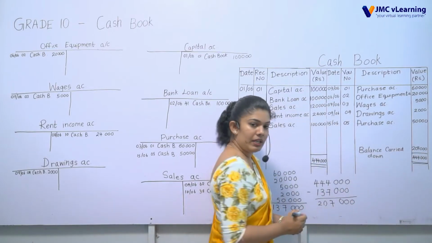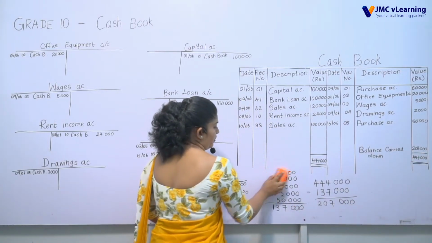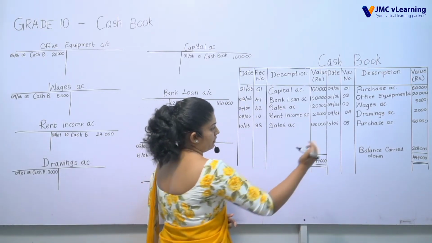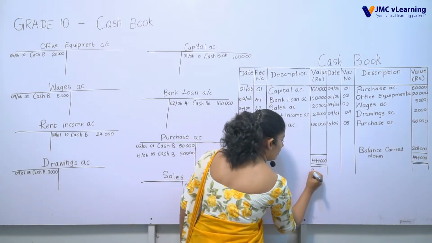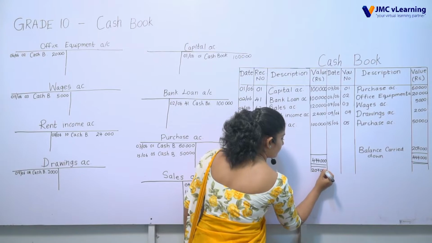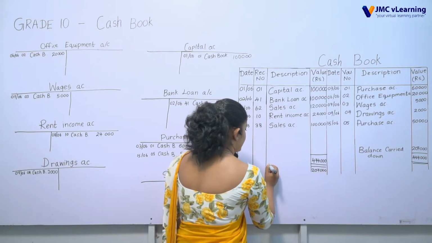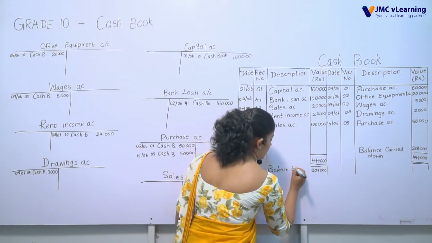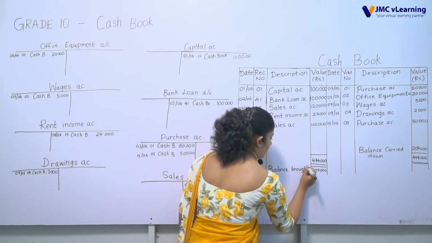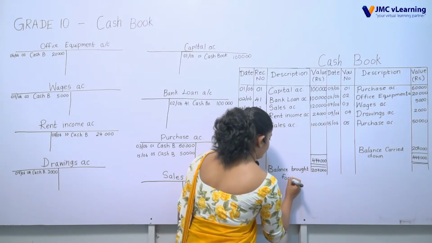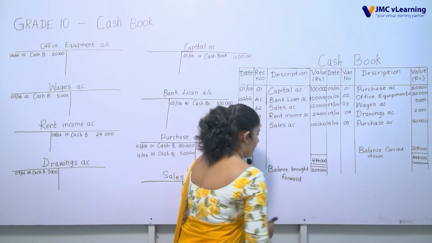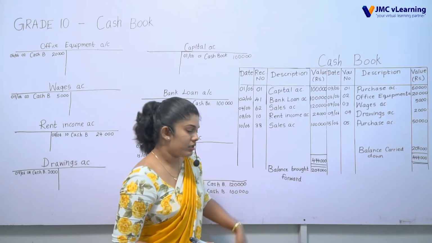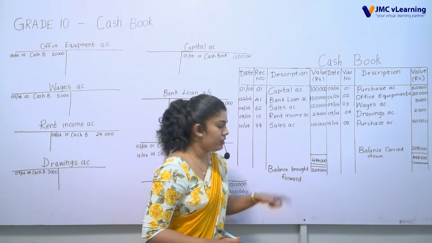If we are carrying down from here, you have to bring it forward for the next period. So that 207,000 we record here as balance brought forward. Make sure you write here brought, not bought. Balances can't be bought. So balance brought forward.